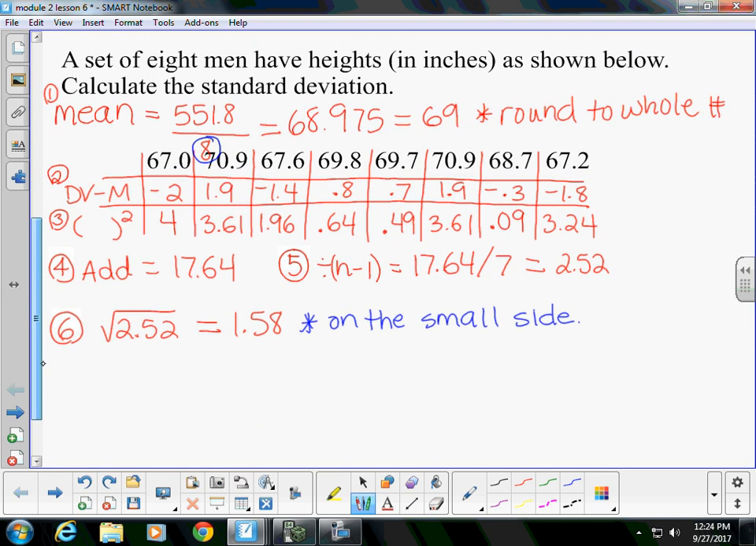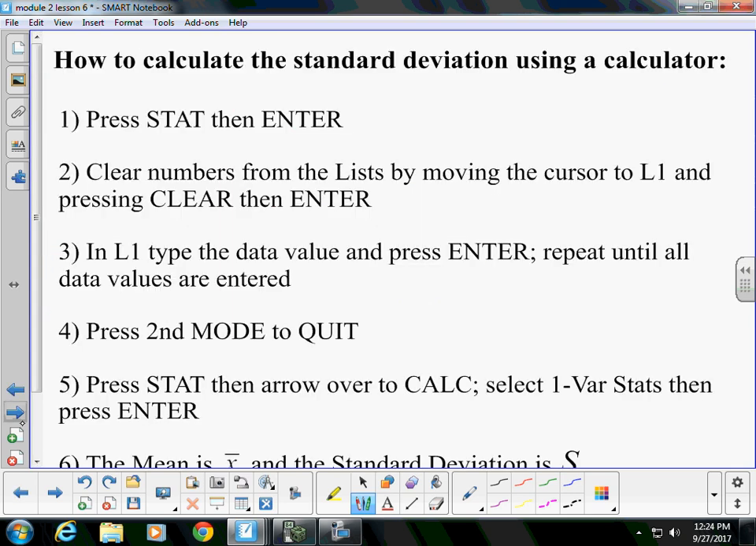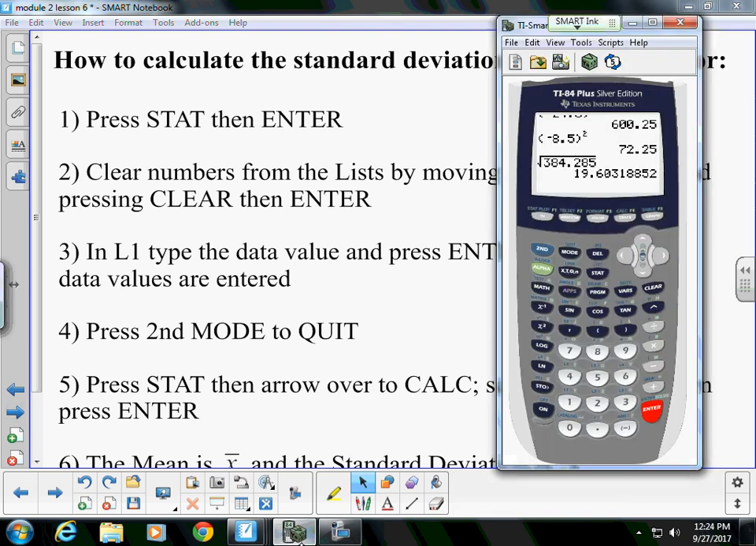Okay, these were heights of men. So if the average height of a man is 69, you can count on that height within about 1.5 inches. Okay, so now let's see what we get using our graphing calculator. So first thing I want to do is I want to clear my calculator. Remember to clear our calculator. Second plus 7, 1, 2.